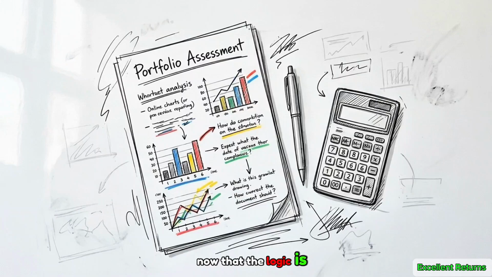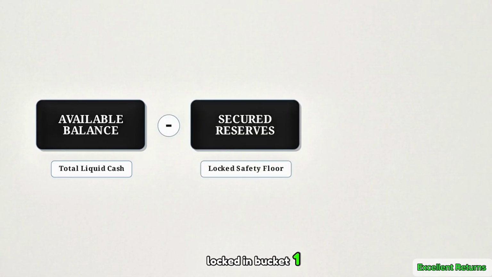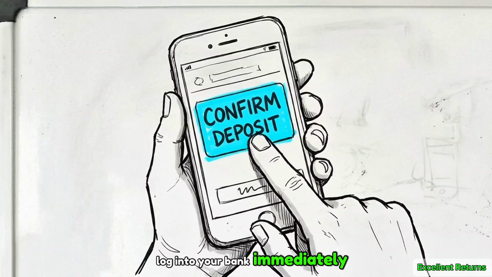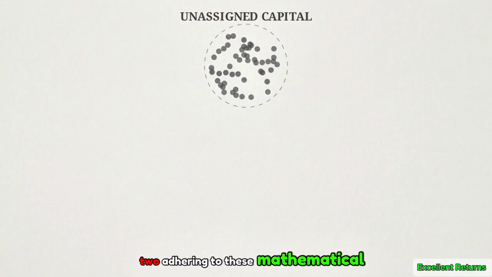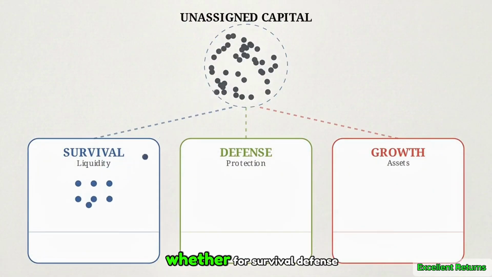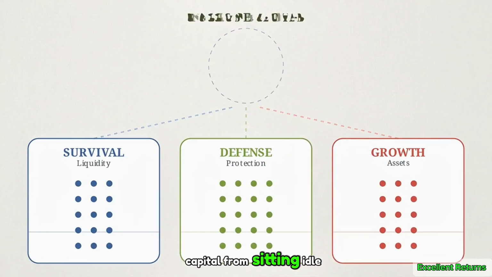Now that the logic is clear, we will execute the total allocation audit. Look at your total liquid cash. Subtract the exact number we locked in bucket 1. Any remaining amount is your excess. Log into your bank immediately and schedule a transfer routing that entire excess balance into your new bucket 2. Adhering to these mathematical triggers ensures every dollar has a specific assignment, whether for survival, defense, or growth, and prevents your capital from sitting idle.